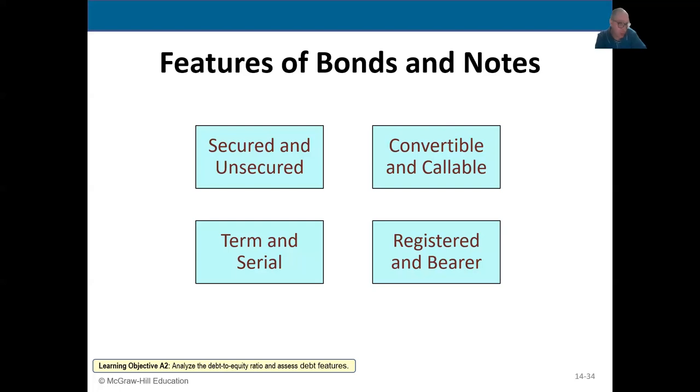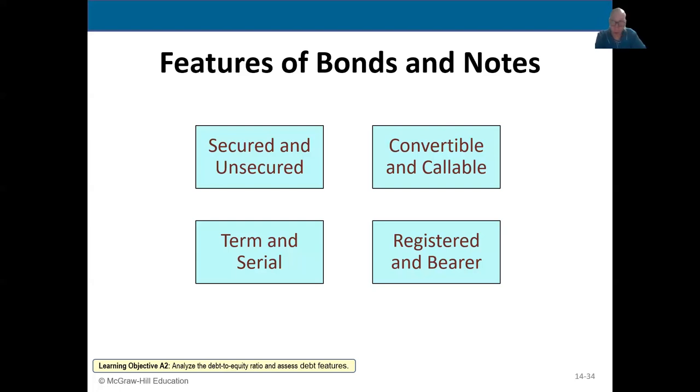Bonds can either be secured or unsecured. It depends on what it's backed by. Bonds and notes can either be what we call term and serial. Term means that it matures on a specified date. At the end of the term, it gets repaid. Serial means that we make periodic payments over time. Usually, we're paying interest twice a year on a bond. If it's a note, we pay interest plus some principal every month. Okay, that's serial. There's multiple payments for the same amount.